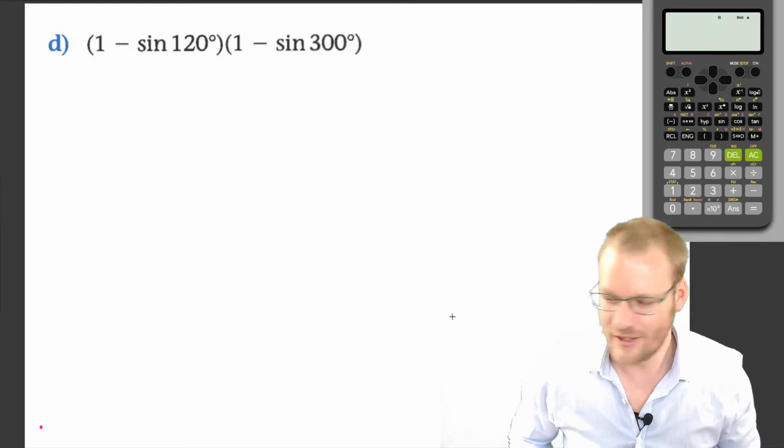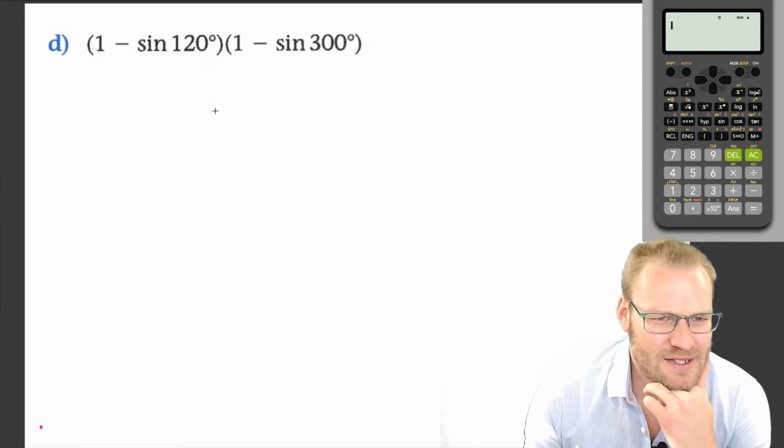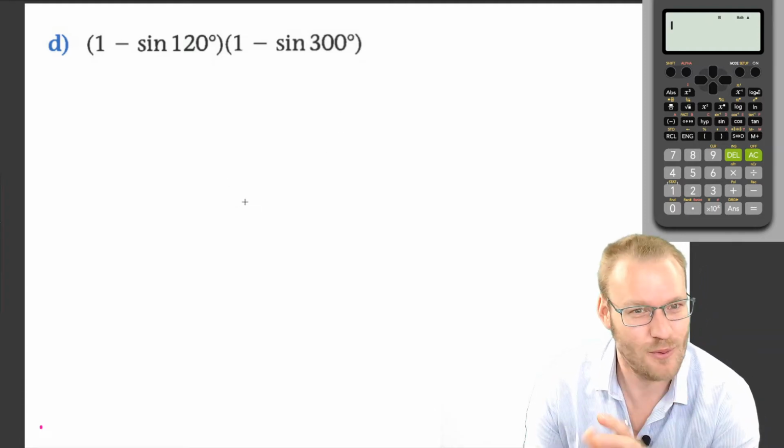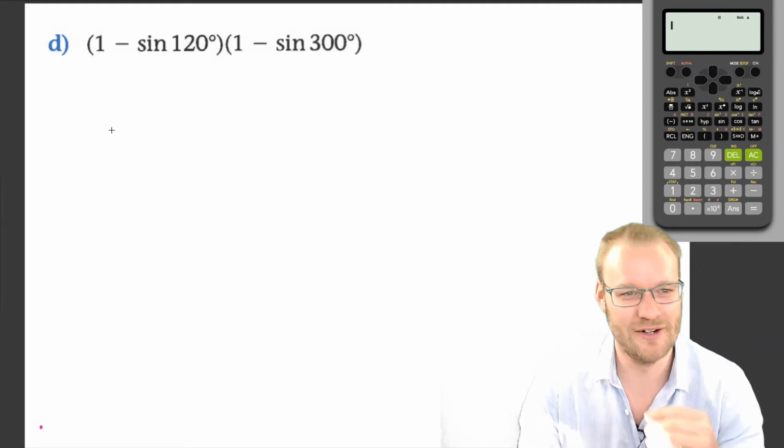Ooh, now here's a juicy one. We've got 1 minus sine 120, 1 minus sine 300. Looks like things are ramping up. Wait until you get to question 6, then the fun really begins.